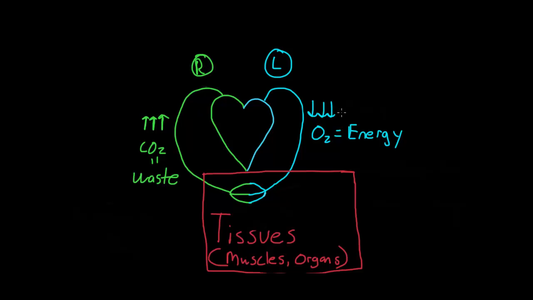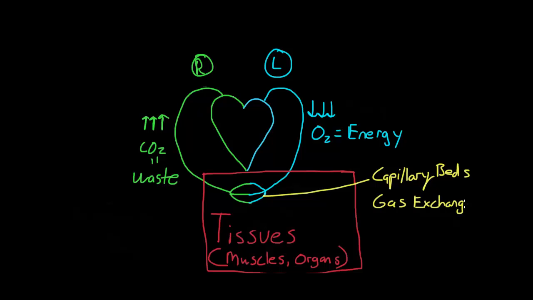So we need to get energy-rich O2 into the tissues and energy-poor CO2 out of the tissues. That's going to happen at this spot right here, which are called the capillary beds. The capillary beds are just a collection of really small blood vessels in the tissues where gas exchange can happen. Exactly like what we're talking about. We're going to move O2 in, and we're going to move CO2 out.